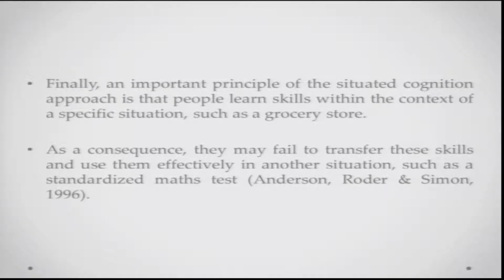Now finally, an important principle of the situated cognition approach is that people learn skills within the context of a specific situation. Suppose, for example, a grocery store where the kid is selling candy. As a consequence, there is a good possibility that they may fail to transfer these skills and use them effectively in other situations, such as a standardized maths test. So obviously, for educators and employers, a good strategy could be to devise scenarios where things are tested in such a way that there is an opportunity to apply whatever has been learned in the abstract form in real life settings, and the evaluation should not only be on the abstract test, it should also be on the practical application aspects of it.